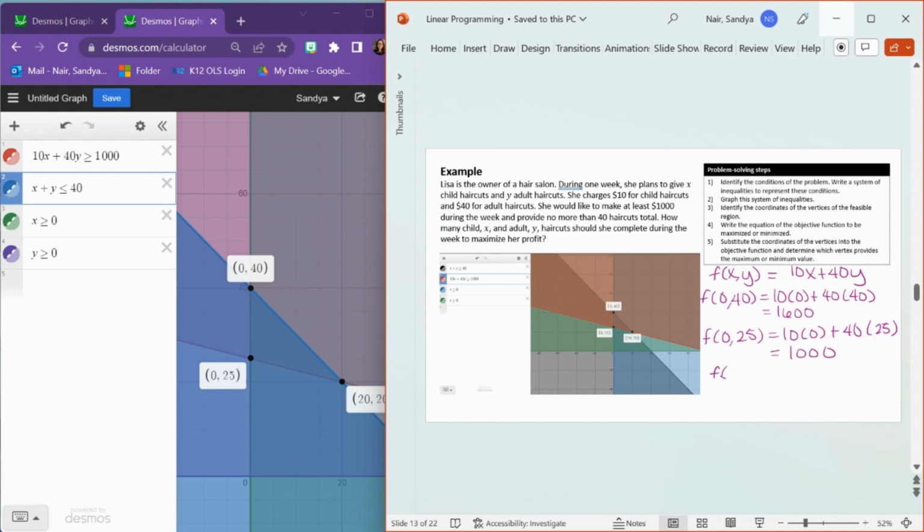And then we have f of 20, 20, which gives us 10 times 20 plus 40 times 20. Okay, and that's also equal to 1,000. So you can see that 1,600 is the largest value. In this case, we're trying to maximize profit, so we're going to look for the biggest value. So 1,600 is the biggest value, so that means 0 for x and 40 for y. So that means that 0 child haircuts and 40 adult haircuts is what we're going to tell her is going to be used to maximize her profit.